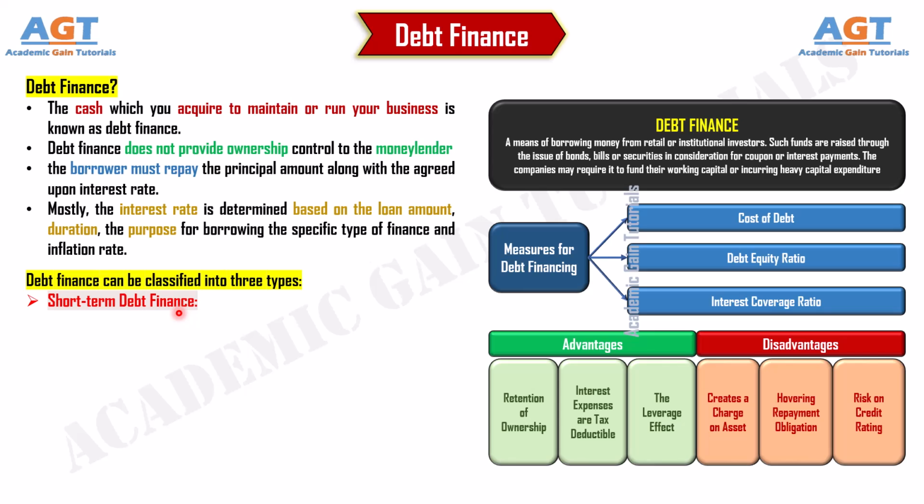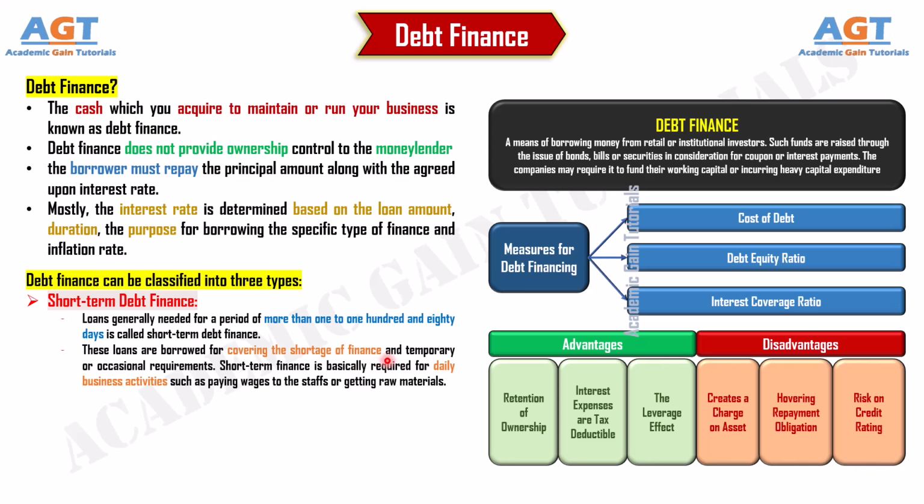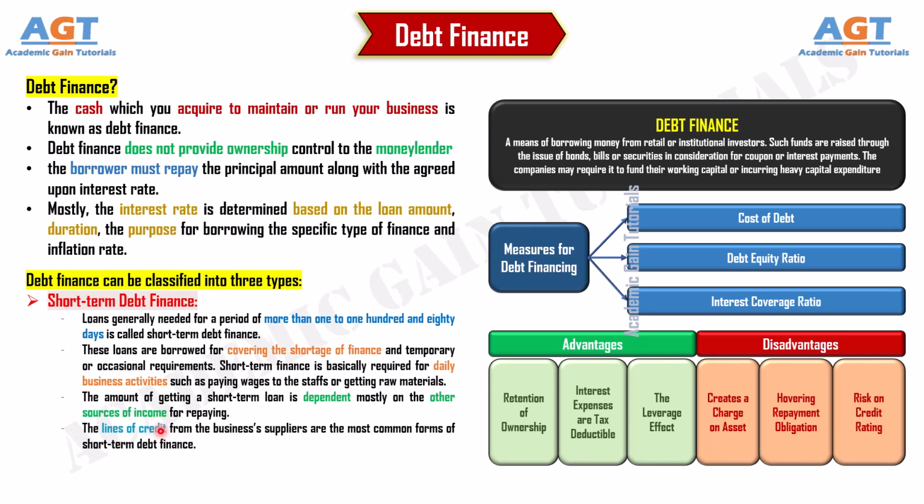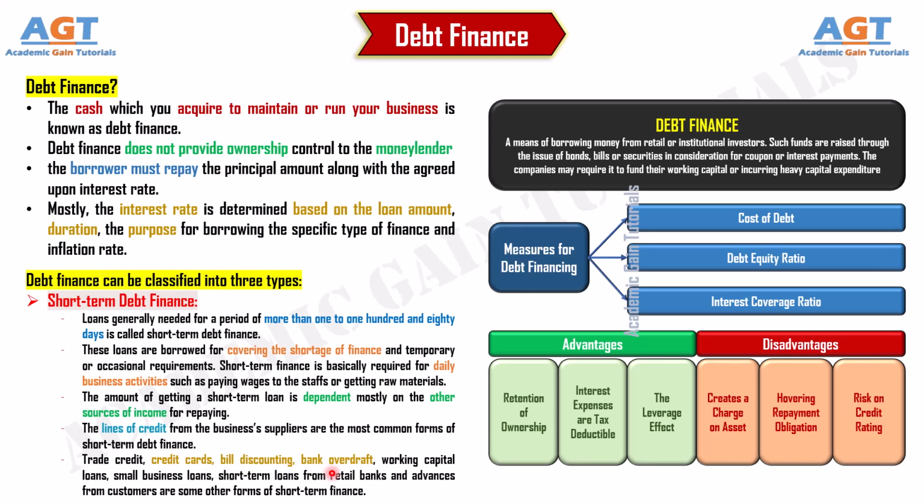Short-term debt finance. Loans generally needed for a period of 1 to 180 days are called short-term debt finance. These loans are borrowed for covering the shortage of finance and temporary or occasional requirements. Short-term finance is basically required for daily business activities such as paying wages to the staff or getting raw materials. The amount of a short-term loan is dependent mostly on the other sources of income for repaying. The lines of credit from the business's suppliers are the most common forms of short-term debt finance. Trade credit, credit cards, bill discounting, bank overdraft, working capital loans, small business loans, short-term loans from retail banks, and advances from customers are some other forms of short-term finance.